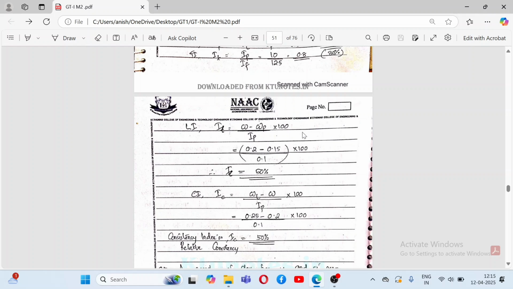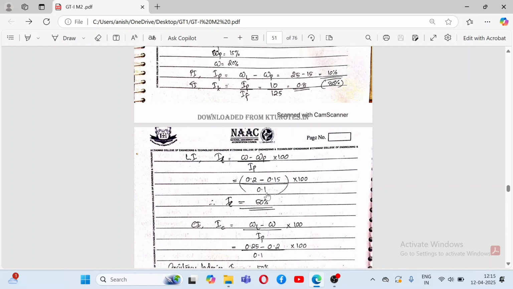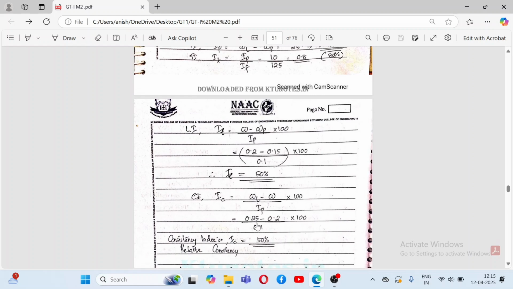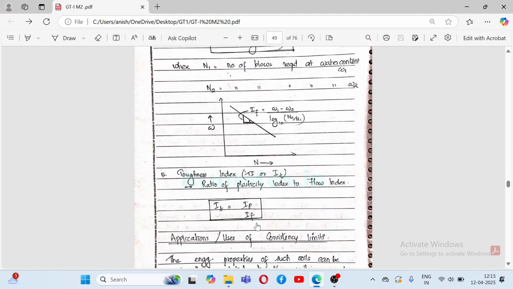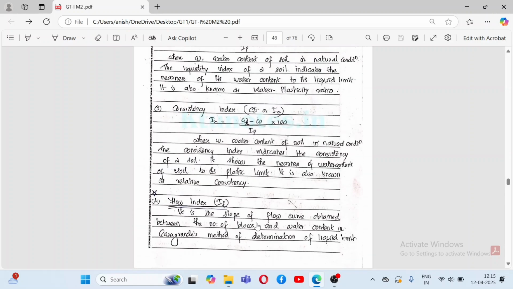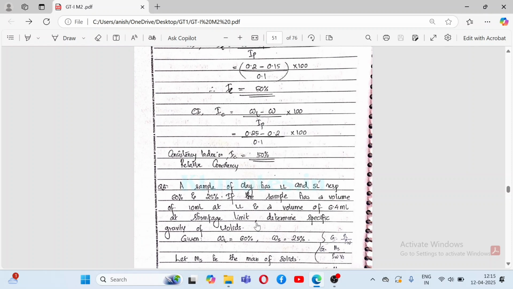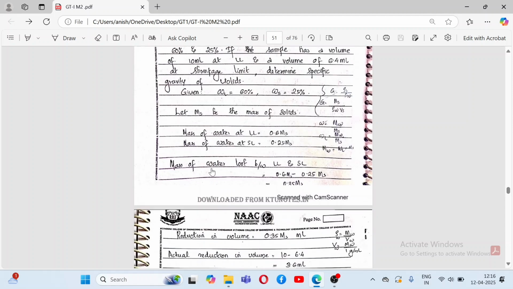Okay, so we have 0.2 minus 0.15 divided by 0.1, that gives the liquidity index, right? And you got the liquidity index as 50%. What is next to be found? Relative consistency, right? We have the equation for the relative consistency index: WL minus W divided by IP, into 100, that gives your relative consistency. Relative consistency is the same as the consistency index. Then try to solve many more problems in that.